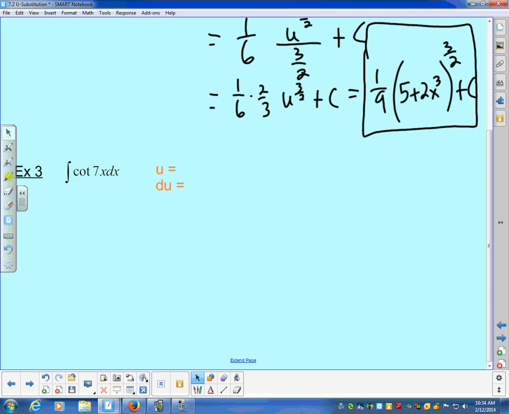I'm going the wrong way here. Sorry, I'm getting confused between my derivatives and integrals there. You can see it on here. Cotangent, there it is. It's number 13.